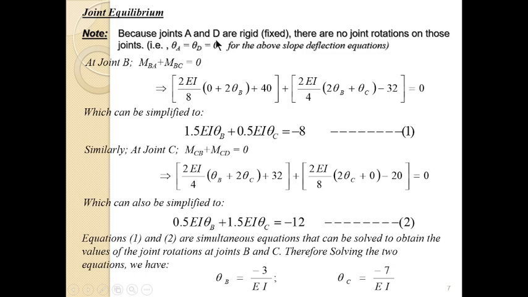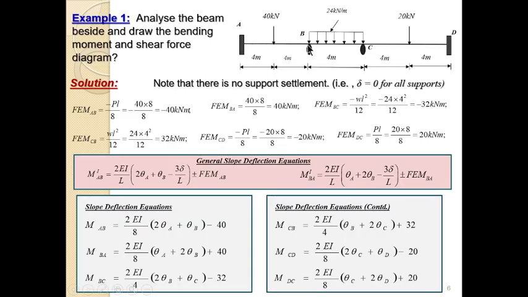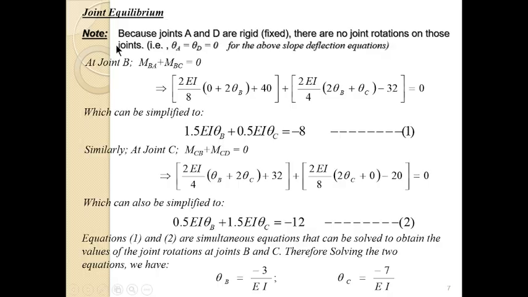And so when they are all 0, what it tells us now is that out of theta A, theta B, theta C, theta D, theta A and theta D are known, they are 0. So what we now have is theta B and theta C. There's a joint rotation at B and C. That means we have 2 unknown joint rotations, and of course we will need 2 equations to be able to solve those 2 unknowns. Take note of that. So we go to do the joint equilibrium.